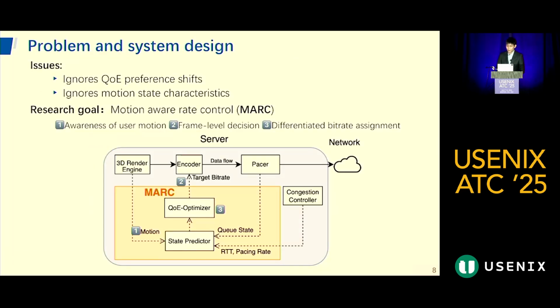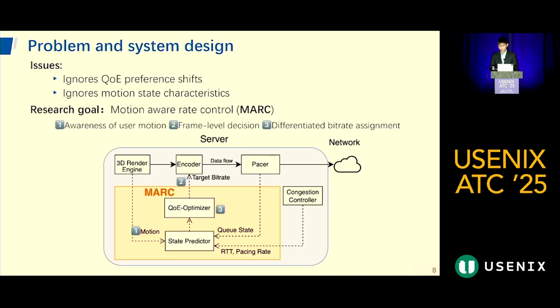So to summarize the problem, we have identified a fundamental and ironic mismatch. We have seen that users are most sensitive to high latency during their interactions. However, it is precisely during these motion phases that current systems deliver the worst performance, with longer frame latencies. Existing rate controllers use the same logic for both motion and non-motion phases.